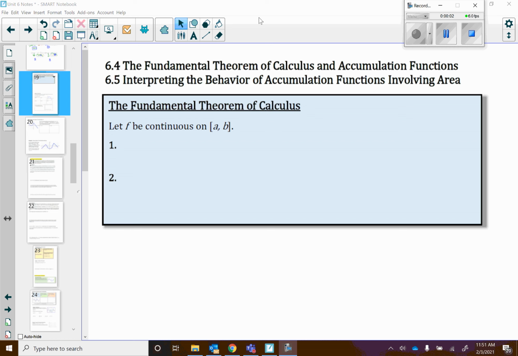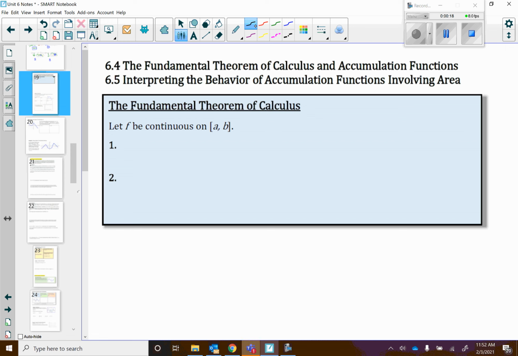Hi, we're going to take some notes on 6.4, 6.5, and a little bit of 6.6, but we're not going to do the examples because we'll be doing those in class. So let's talk about the fundamental theorem of calculus. Fundamental theorem of calculus is a big one, and so let's see if we can kind of break it down into its small pieces.